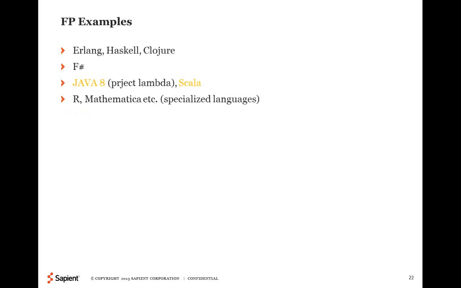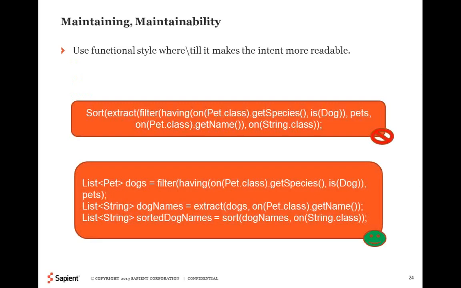Some of the functional programming examples: we have Erlang, Haskell, Clojure, F#, Java 8 has got Project Lambda, and Scala is one of the JVM-based languages which implement this. R and Mathematica are very specialized languages which are functional and can be categorized as functional programming languages. Caution.